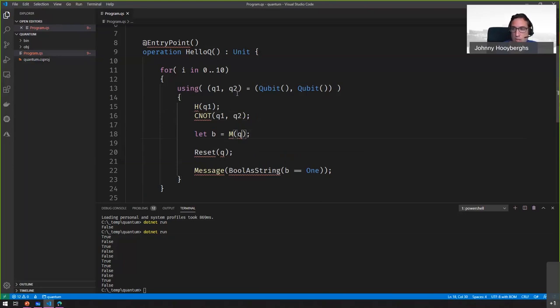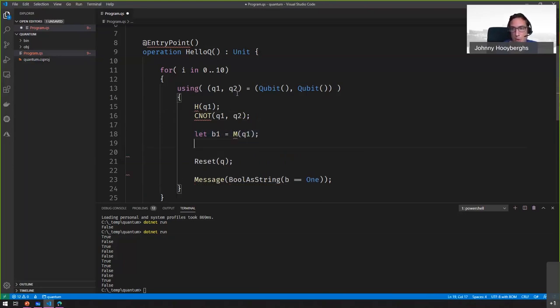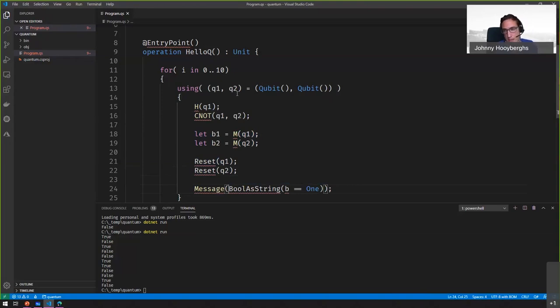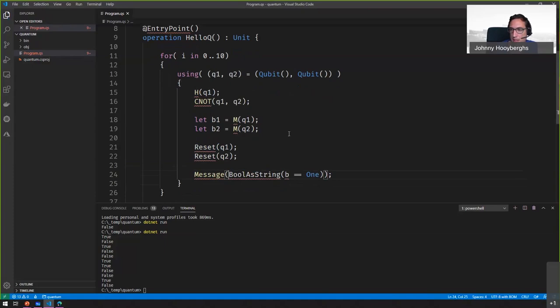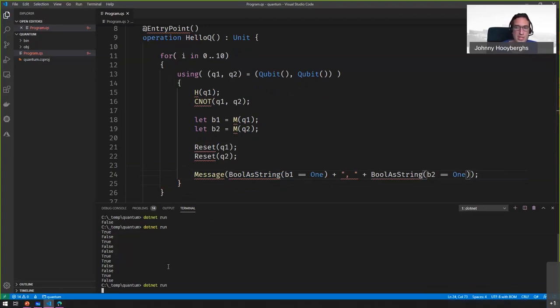Then we're going to create two bits by measuring both of the values from the two qubits, so b1 and b2. We're going to reset the two qubits so that when we dispose of them and give them back to Q-sharp or the simulator, they are back in their original state, basically. And then we can print the message containing the two values, which is basically b1 equals zero and b2 equals zero, like that. And if we run this now, we will have 10 times two qubits, and the values of those two qubits should always be the same. They're going to be random, but they will always be the same.